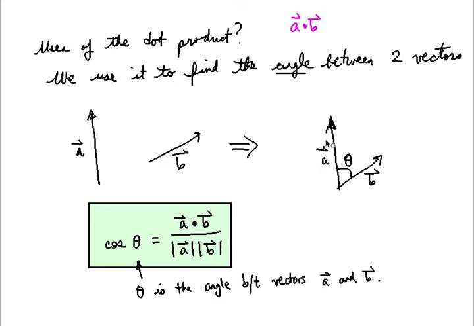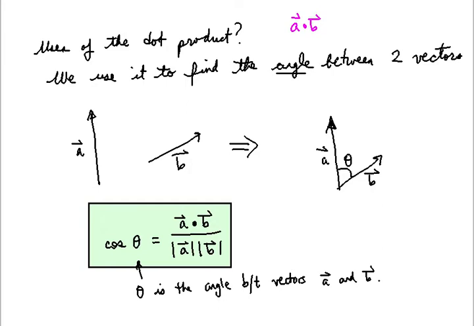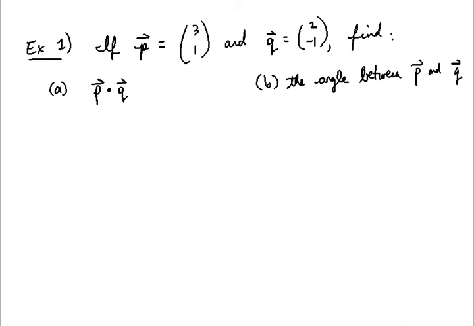So in order to find the angle here, I need to find the dot product of these two, and I need to know the lengths of these two. And then I actually need to be taking the arc cosine there to find the angle. So you would probably need to use your calculator here unless your numbers were really easy. Okay, so let's try an example here.